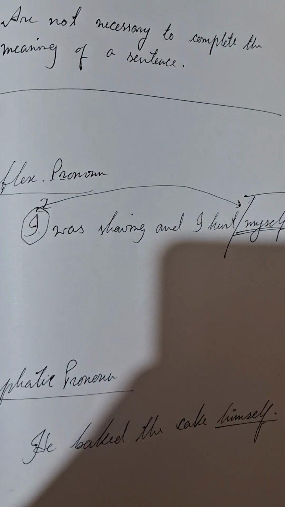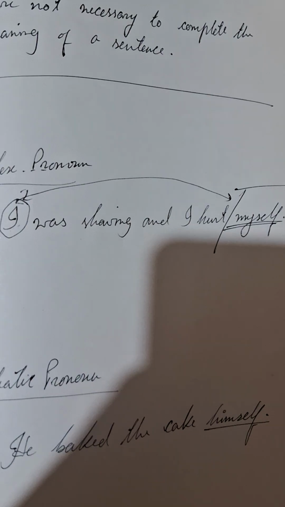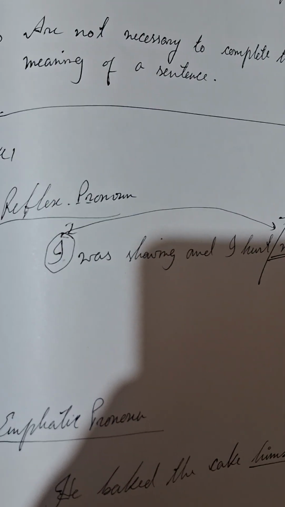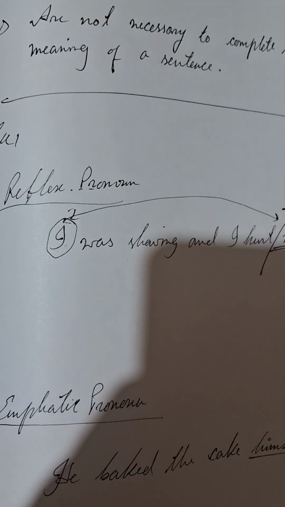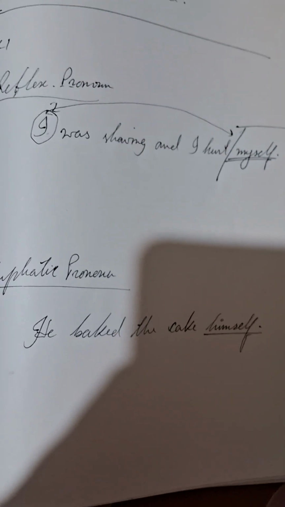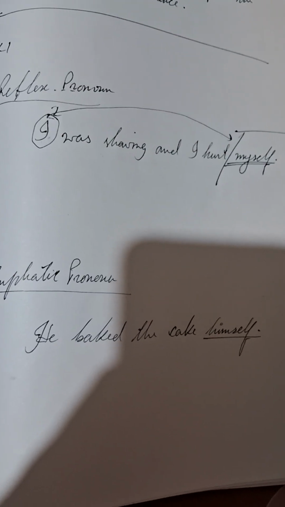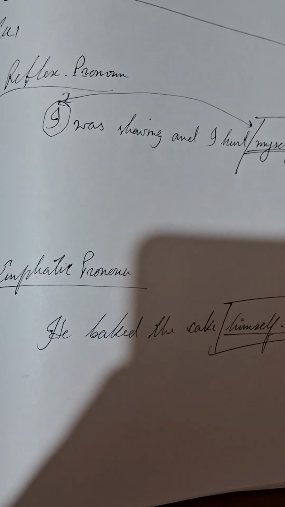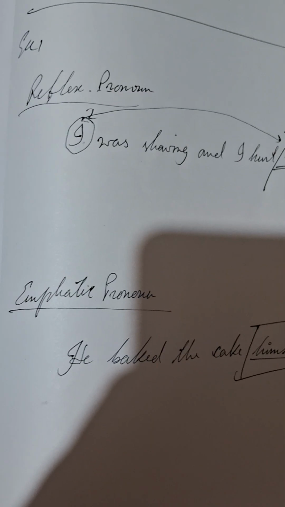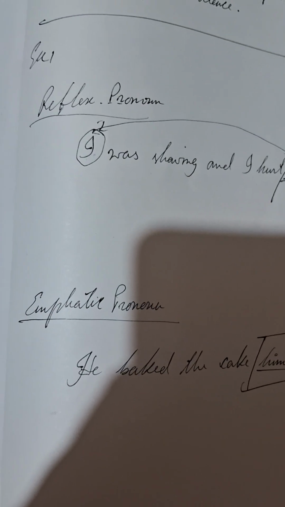We'll see the reflection of the subject in the object. That's why it is named reflexive pronoun. It reflexes. All right? But in the second sentence, if we see it carefully, cut off the himself part. Now read it. He baked the cake. Yep, it makes sense. The same meaning is portrayed by this sentence without himself.